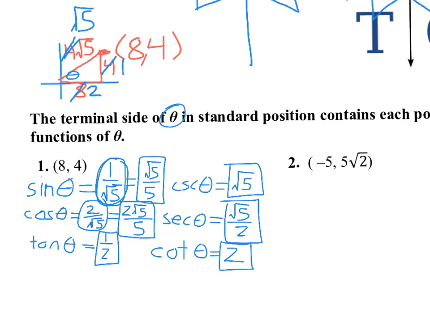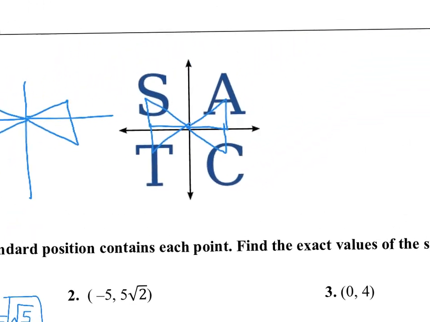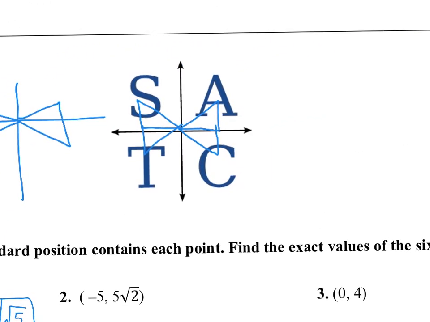Okay, looking at all the answers from number 1, you'll notice that they are all positive. And the reason they're all positive is because we're in quadrant 1. So these 4 letters, you might have been wondering what that means. These 4 letters tell you out of sine, cosine, and tangent, what is positive in each quadrant. So in quadrant 1, all 3 of those are positive. And if all 3 of those are positive, all of their reciprocals are too. So all 6 trig functions are positive.